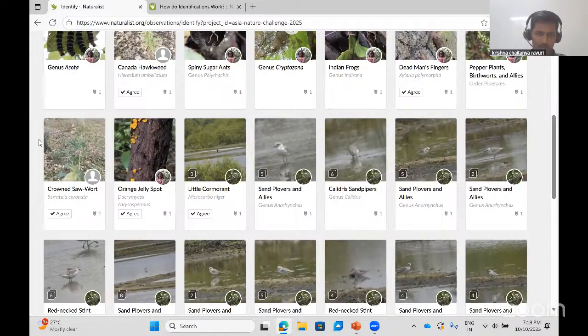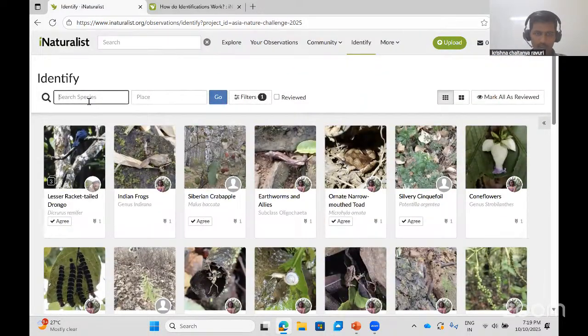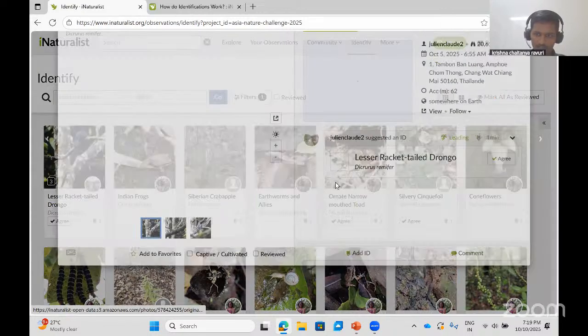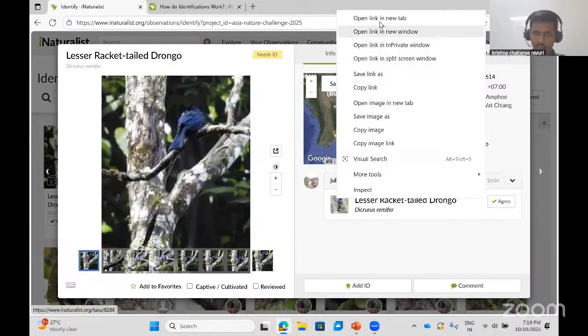Yeah. So the thing is, we'll have to filter down. Asian Age Challenge is across Asia, and we may not have a good idea of the whole thing. So you can pick a taxon. Taxon is nothing but a group. Let me quickly show you what I mean.